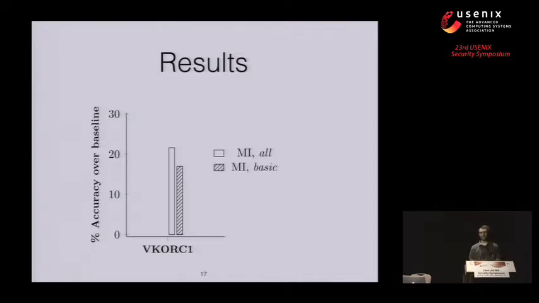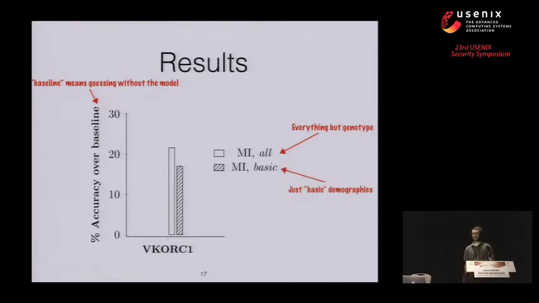So let's see how this does on the IWPC model. And here we'll just look at one of the genotypes, VKORC1, and we measure this relative to a baseline where the adversary doesn't have access to the pharmacogenetic model. So he's just guessing based on the priors. And "all" here refers to a situation where the adversary has access to everything but the genotypes he's trying to predict, whereas "basic" means he just has access to the patient's basic demographics. And already we see that there is a privacy threat here. The adversary has a pretty huge advantage over the setting where he doesn't have access to the model.